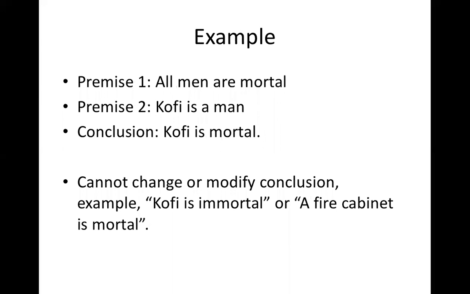Example: all men are mortal. Kofi is a man, Kofi is mortal. So if you say all men are mortal and you also said Kofi is a man, the conclusion that Kofi is mortal is inescapable. There's nothing you can do to change the conclusion. You cannot change or modify the conclusion to say Kofi is immortal or a fire cabinet is mortal.